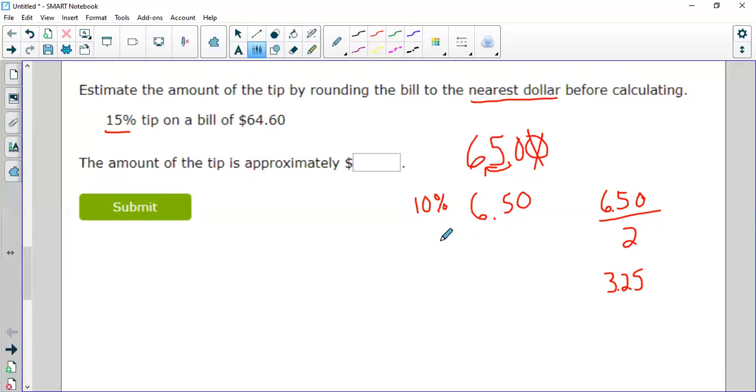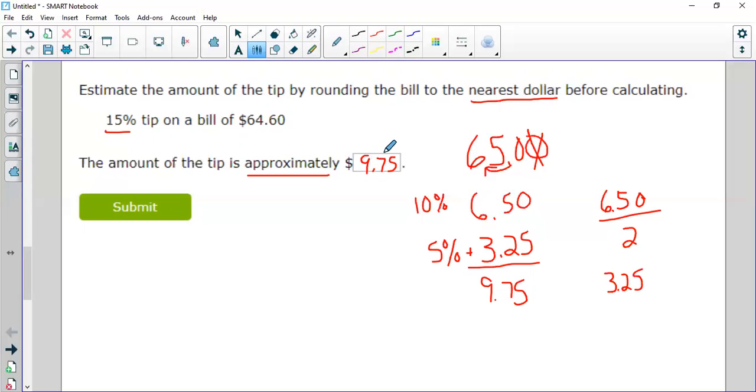That's a 5%. So my 5% value is $3.25. And that means that my 15% will be the 10 and the 5 added together for a grand total tip of $9.75. Now, in reality, what you're going to do when you're making your tip is round it up to $10, or round it off with this number somehow. But we're just getting a ballpark, approximate estimate number.